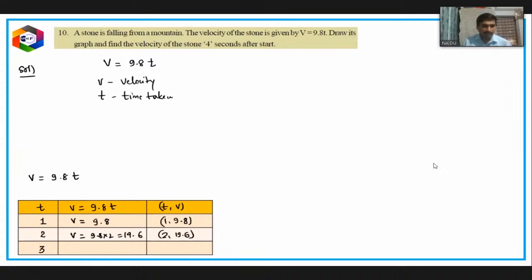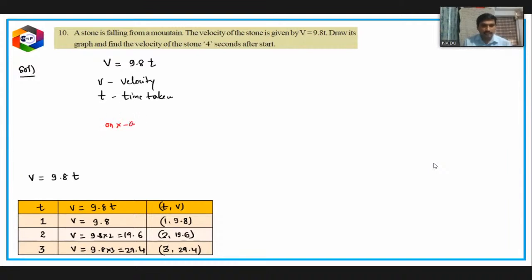And if we take the time as 3 seconds, velocity will be 9.8 into 3: 3 8s are 24, 2 carry, 3 9s are 27 plus 2, 29.4. 29.4 is approximately 29, whereas 19.6 is nearly 20. In that way we will represent it to make it understood better. On the x-axis 1 centimeter is 1 unit, and on the y-axis, for 9.8, 19.6 like that, 1 centimeter is 10 units. So here I am writing the scale on the x-axis.